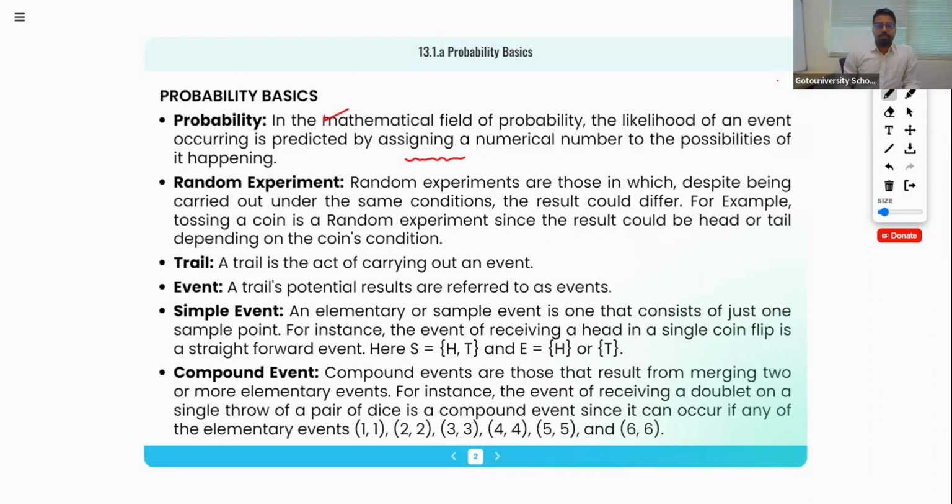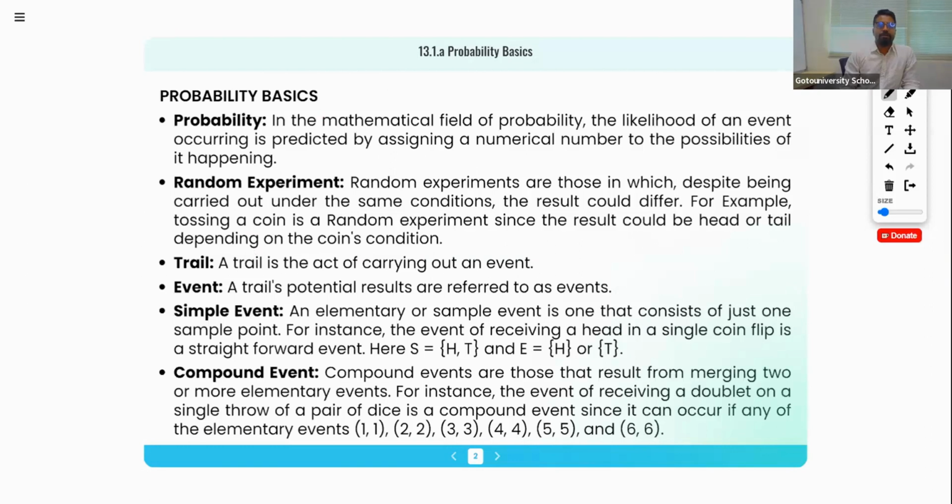For example, tossing a coin is a random experiment, since the result could be a head or a tail. Okay. Trial. What is a trial? A trial is an act of carrying out an event. What is an event? A trial's potential results are referred to as events. For example, getting a head, that is denoted by P of H. That is an event. A trial is tossing a coin, whereas getting a head is an event. Okay. So events can be classified into different types. So let's discuss that.